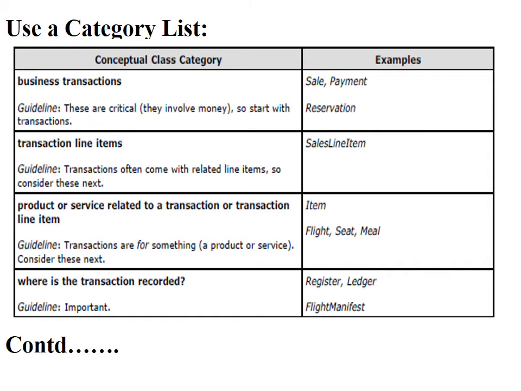For example, for the point of sale system, we have sale, payment, and so on. For the airline reservation system, for example, we will have reservation conceptual classes. Similarly, with the help of transaction line items, you can identify the conceptual classes. So these are a few category lists recorded here to show how to identify the conceptual classes. What are the categories you are identifying? From the category list, use case category.